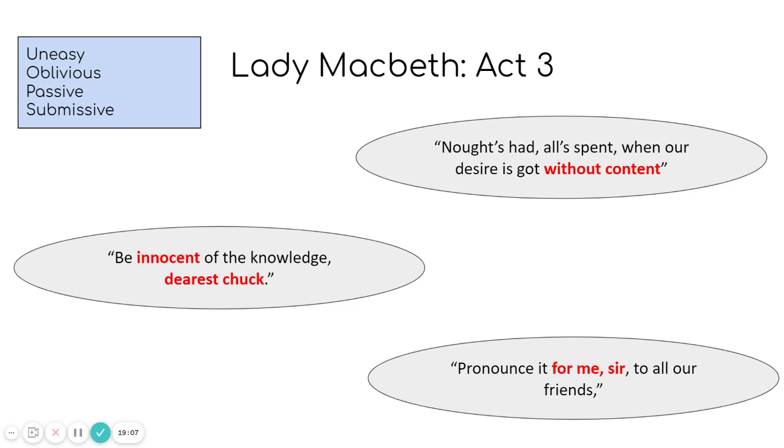And you also notice that in the banquet scene at the very beginning, when Macbeth is welcoming all the guests, she says, "Pronounce it for me, sir, to all our friends." She's saying, you say welcome on my behalf, which suggests that she isn't speaking for herself anymore. He is doing it for her. He is taking the front seat and she is taking a step back. So once again, this illustrates their role reversal and the fact that he has become more dominant and she is becoming much more submissive here.